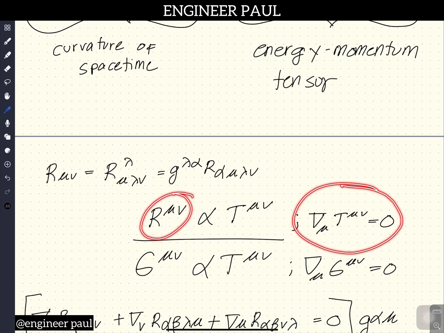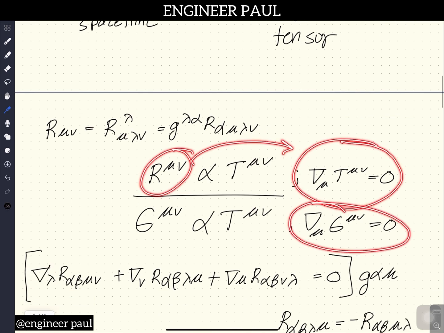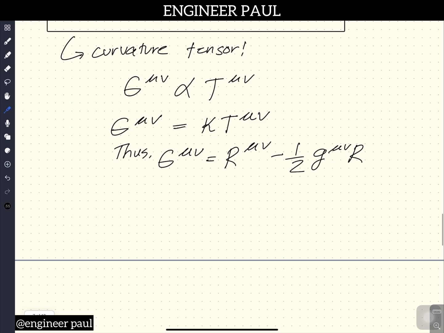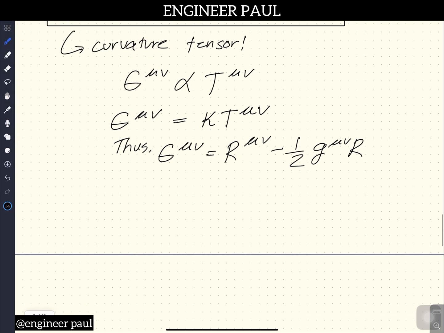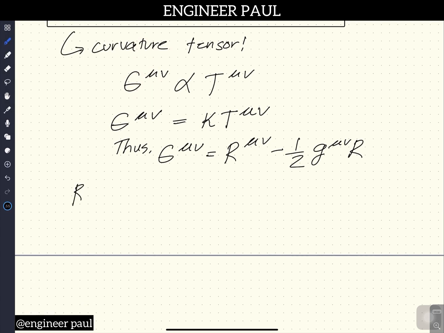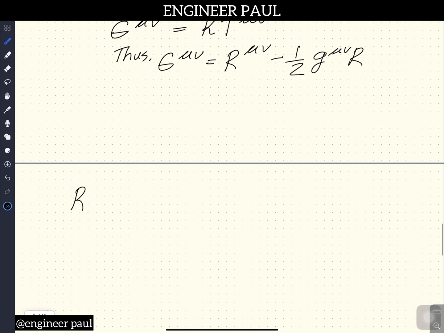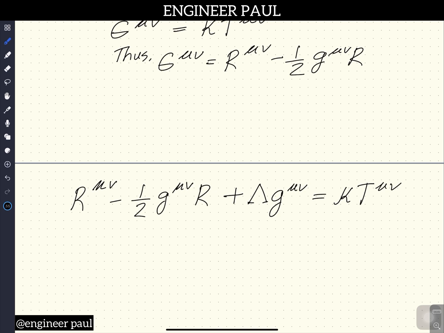Again, ito kasi bawal siya maging katulad nito, no? Kaya naghanap tayo ng bagong curvature tensor that is called the Einstein curvature tensor. Thus, we now have the Einstein's field equation. The R mu nu minus 1/2 G mu nu R plus some lambda G mu nu is equal to constant times the stress energy tensor.